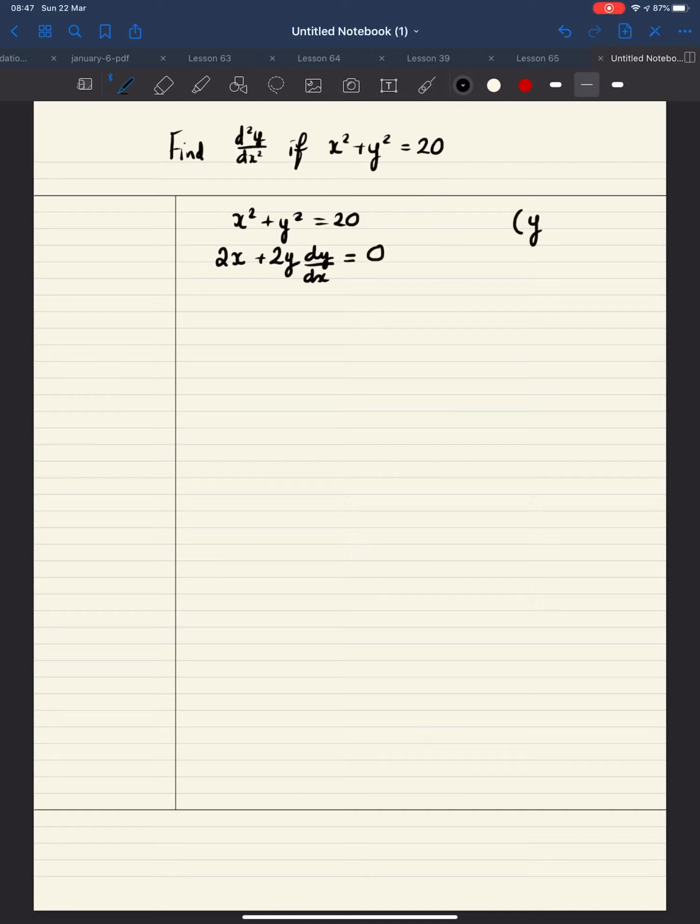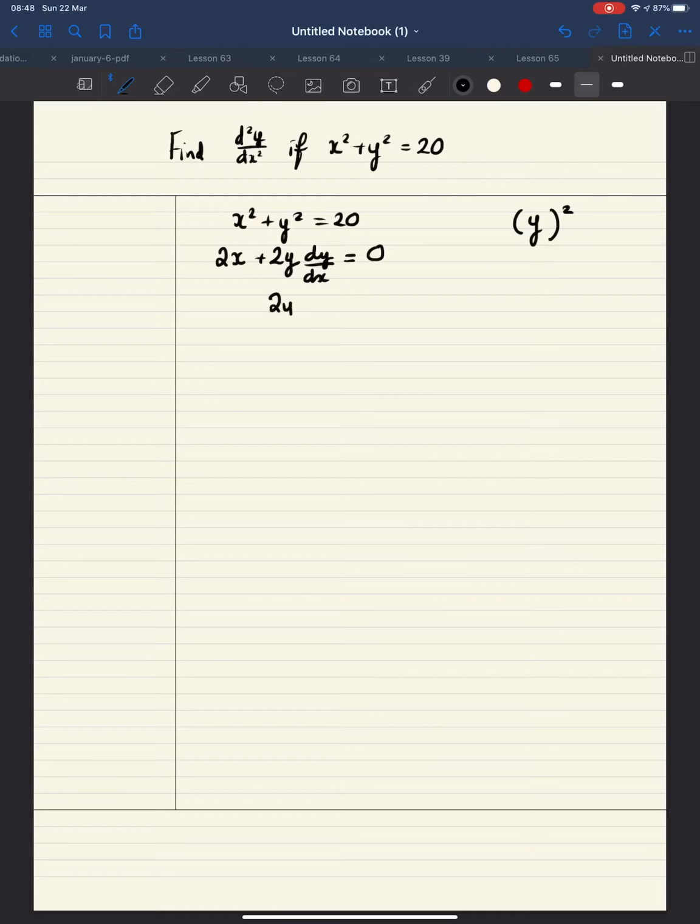The y squared, that's an application of the chain rule. If you think of it like this, differentiate outside the bracket, which is 2y to the power 1, and then multiply by the derivative of inside the bracket, which is dy by dx, because we're differentiating with respect to x.